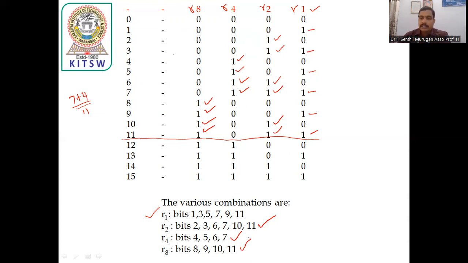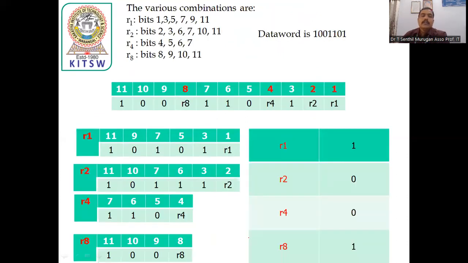Now we are going to apply the XOR. So here these are the positions we considered for finding the redundancy bits, and this is the data word we have taken. So now 7 plus 4, 11 values are there. So 1 to 11, I have posted the positions here. Wherever the R is there, I have given it in red color. So instead of that, I kept R1, R2, R4, R8. Then the remaining data is filled from left to right: 1, 0, 0, 1, 1, 0, 1.